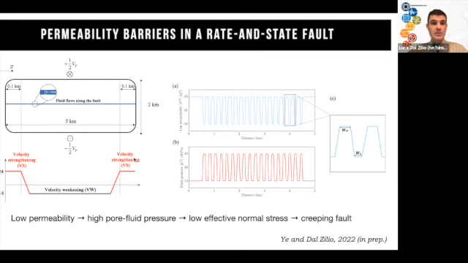And we try to study the interaction between the so-called seismic patch and the barriers that instead have low permeability, which will result in high pore pressure and low effective normal stress, and therefore they are typically patches that creep over time. In this study, we try to simulate how the interaction between these permeability barriers could cause either a complete rupture or the occurrence of slow slip events and aseismic creep.